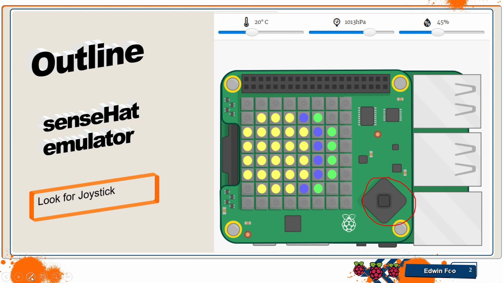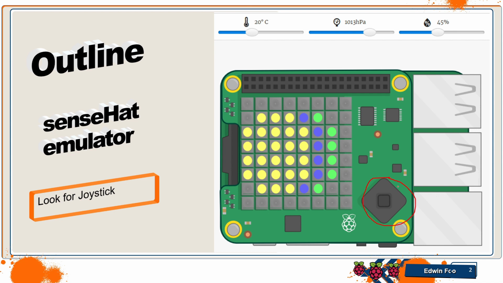If you look at the right hand side of the picture, you will see that there is a black item here, and it's been circled in red. This is where the joystick is located. This is also the same location as on the actual SenseHat hardware. What we're going to do today is write programs to access the functionality of the joystick.